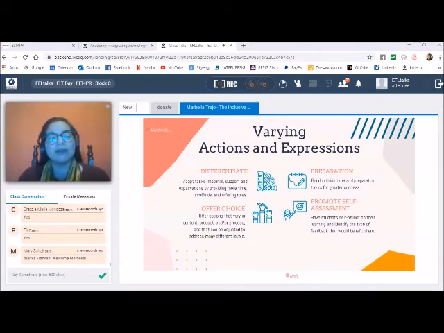Another way that we can vary actions and expressions is by setting up some preparation time. So what we can do is build in think time and preparation tasks, such as filling out a graphic organizer or giving students tasks to do research. That way they will feel more prepared for what is coming next, and they can actually offer better interventions. They can be better prepared for the group work that will be put in place.